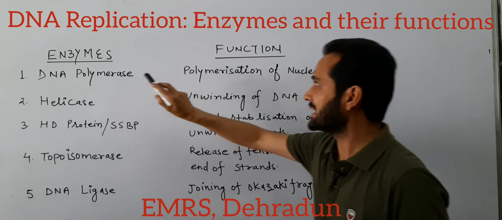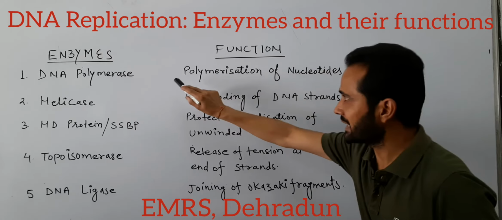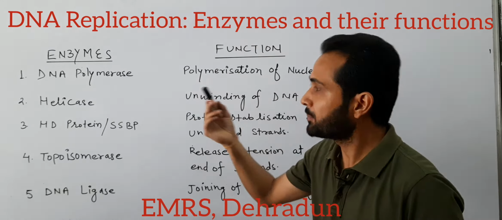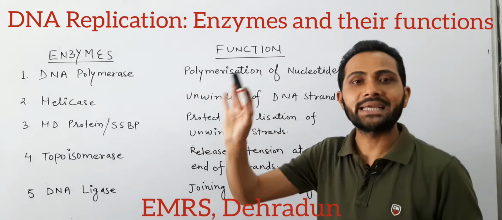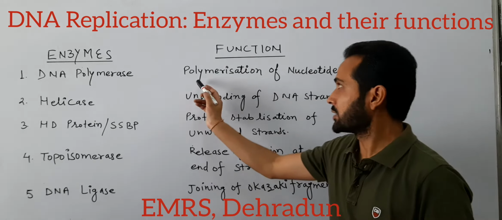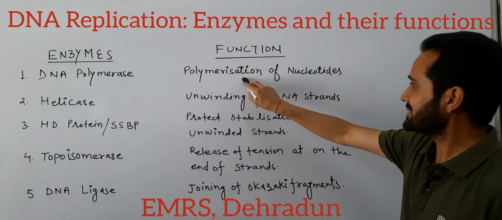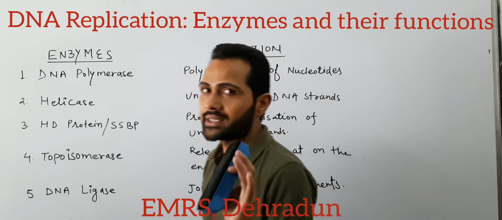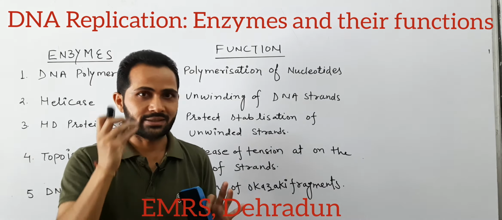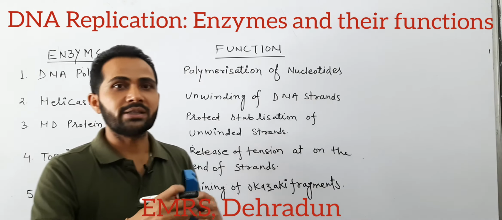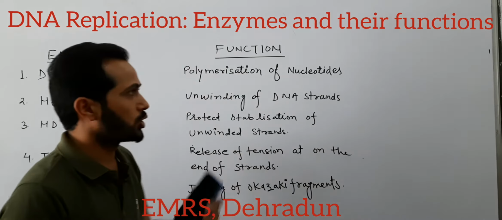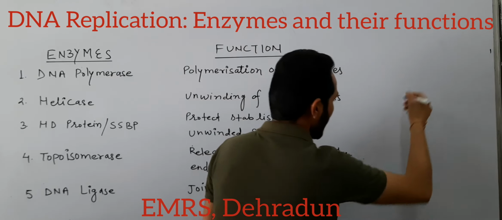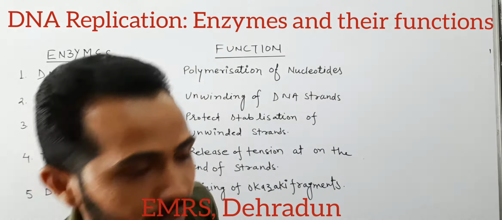First one is DNA polymerase, also known as DNA dependent DNA polymerase. Its function is the polymerization of nucleotides. As we know, DNA is made up of nucleotides, the units which combine together and form the DNA. So the DNA dependent DNA polymerase enzyme helps in the polymerization of nucleotides.